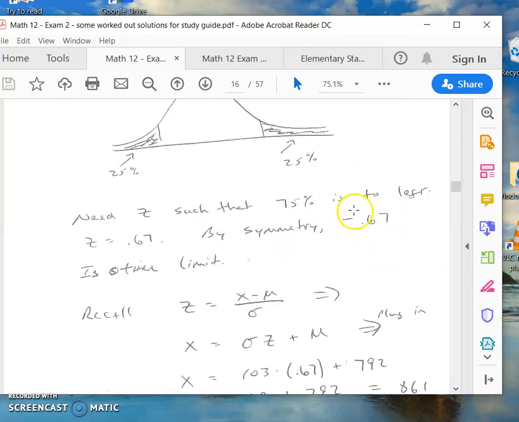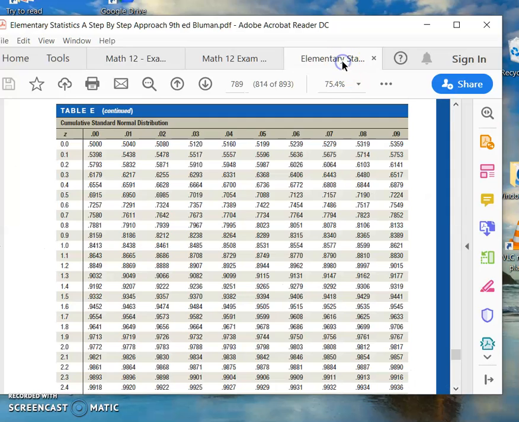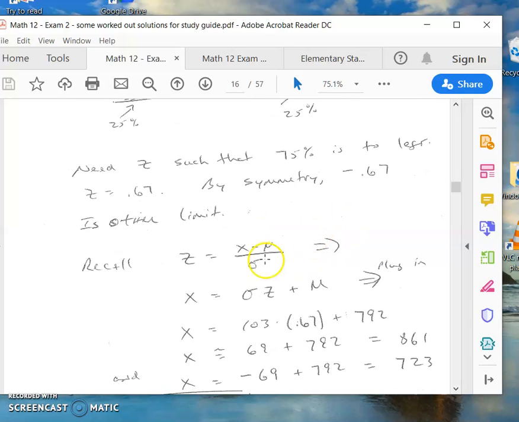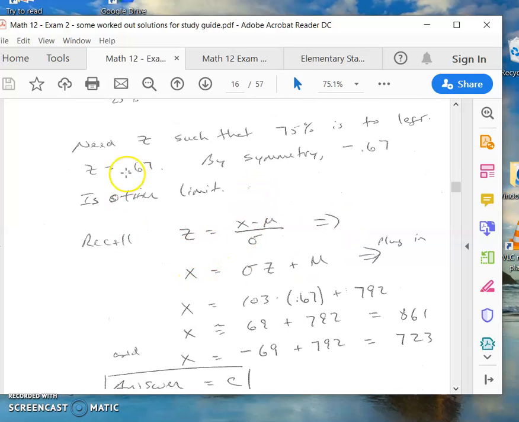Oh, all right, I have 0.67. Let me see, why did I do that? Okay, I see why. Because this one is 0.7486. That's a little bit closer than this guy. This guy is 0.0014 away from 75. This one is 0.0017. So this guy really is closer. So it's 0.67. That's why I chose that one. So 0.67 is our value for z.